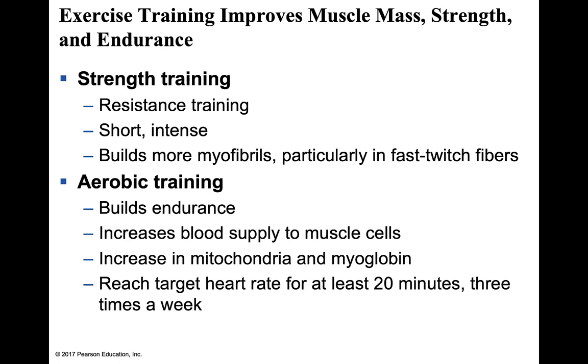Aerobic training, on the other hand, this is how we build endurance. Things that are going to happen in response to aerobic training are going to be an increase in blood supply to muscle cells. We're going to see more mitochondria, more myoglobin. This is a pigment specific to muscle that's very good at transporting oxygen. And to achieve this, you may have heard of having kind of like an exercise prescription. You want to be working at what's known as your target heart rate zone for about 20 minutes at a time at a minimum of 3 times per week. This is how you're going to increase your aerobic conditioning or aerobic training.